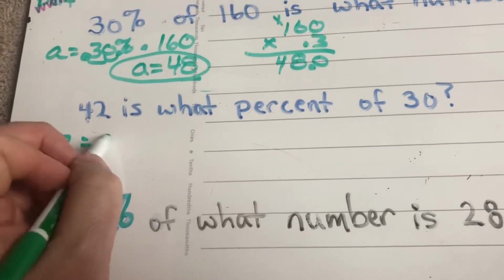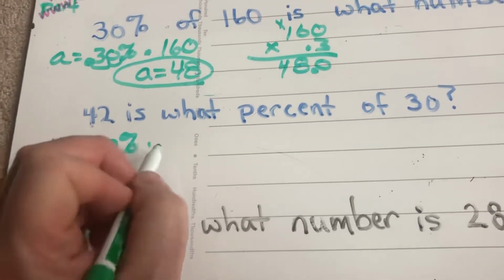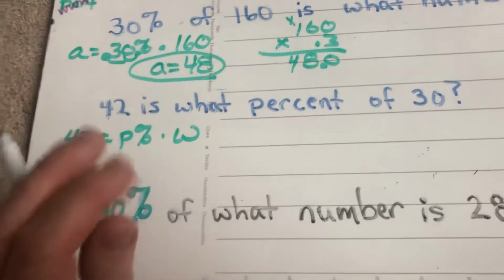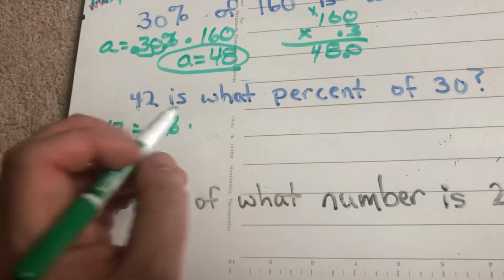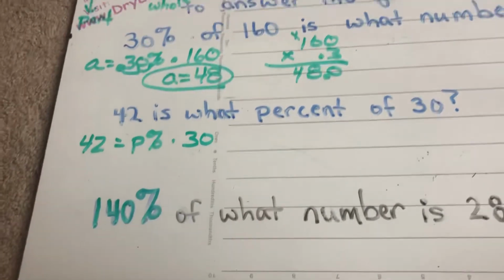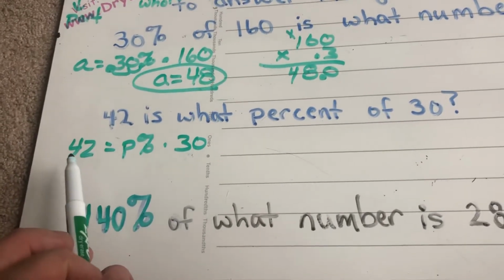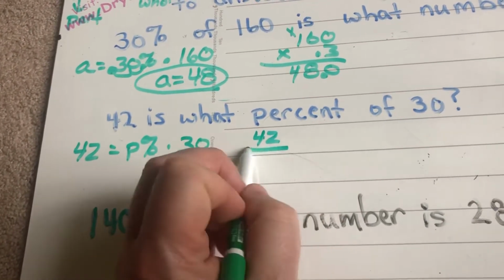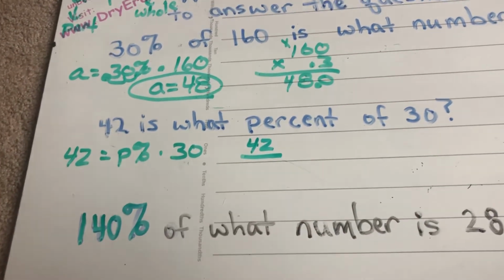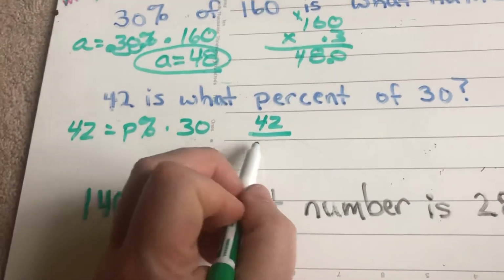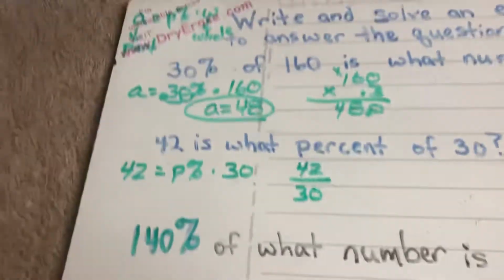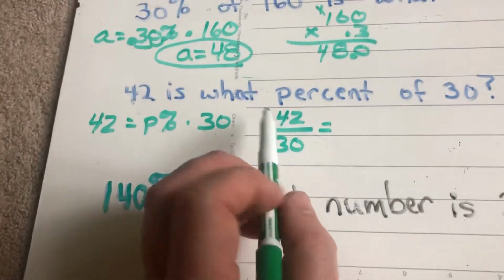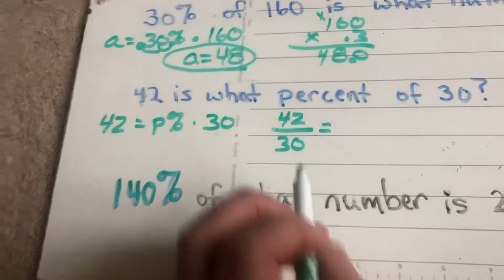42 equals percent times the whole. Now, the whole, I should actually go ahead and replace this with 30. So essentially, 42 divided by 30. I could do it as a decimal if I wanted to, but instead I'm going to work it as a fraction, just to show you that fractions are division. 42 divided by 30. Both of these numbers are even, so I can divide them both by 2.